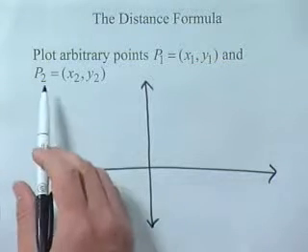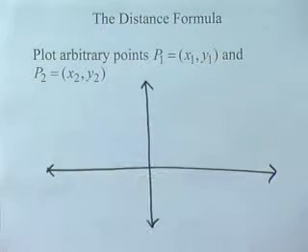Given any 2 points in the Cartesian coordinate system, we'd like to develop a way to find the distance between those 2 points. Okay? So today we'll try to figure out a way to do that. We're going to derive what's known as the distance formula. So let's first try this by plotting 2 arbitrary points.